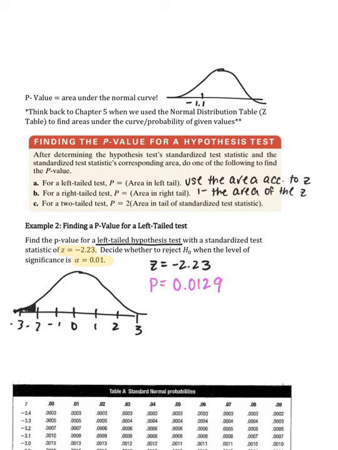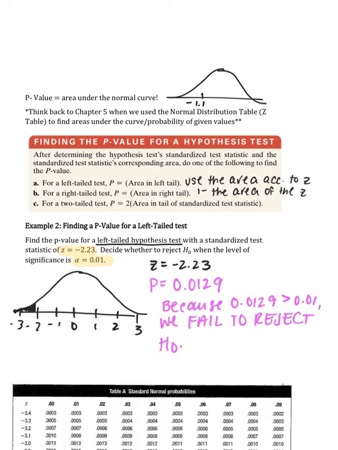Now that we have our probability, we compare it to our level of significance. And because 0.0129 is greater than our level of significance of 0.01, we are going to fail to reject the null hypothesis. We fail to reject the null hypothesis.